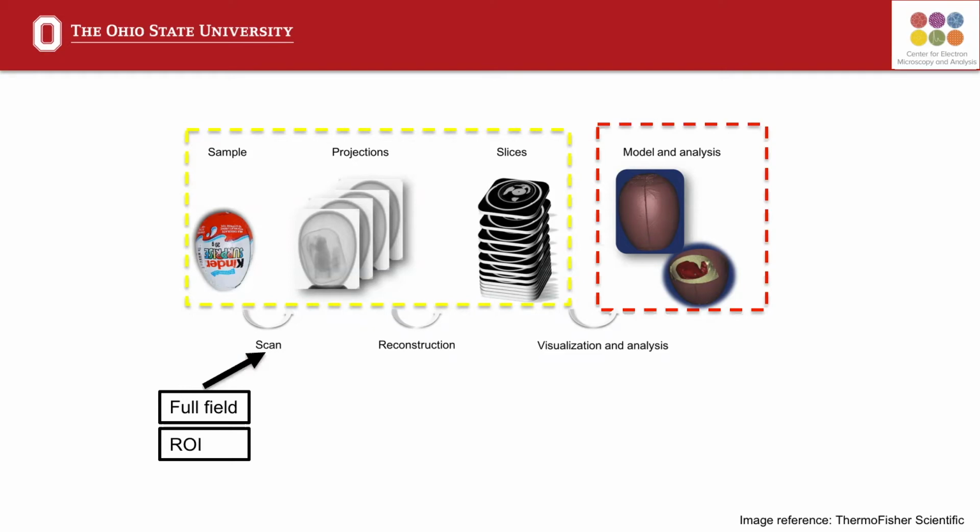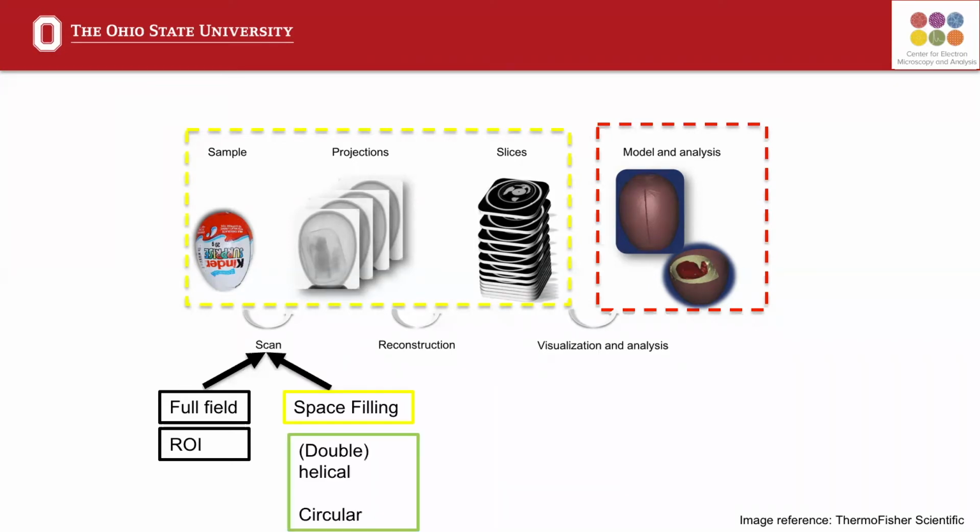So when it actually comes to doing your scan, once you have your sample, you decide, do you want to image the whole diameter of your sample? In that case, it'd be a full field. If you want to try to get better magnification, you might choose to do a region of interest. Depending on what you want and what the size of your sample is, you'll also decide what trajectory you'll use.